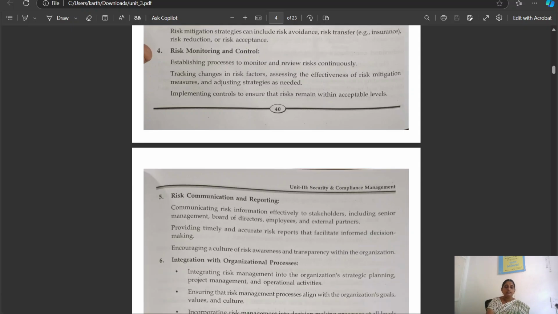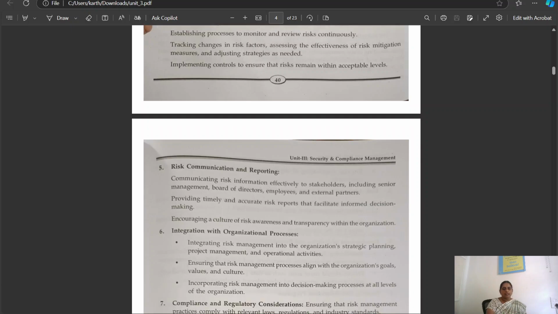And the next one is risk communication and reporting. Communicating risk information effectively to stakeholders, including senior management, board of directors, employees, and external partners. Providing timely and accurate risk reports that facilitate informed decision making. Encouraging a culture of risk awareness and transparency within the organization.